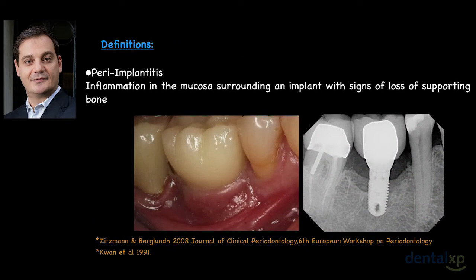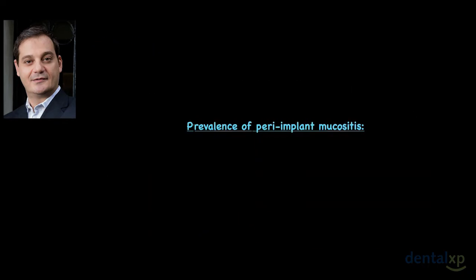When we look at the other case, where we call it peri-implantitis, there is signs of loss of supporting bone along with the inflammation that took place. You have an inflamed tissue, purulence, edema, suppuration, and you can see on the X-ray you have also bone loss. So these are the two different diseases that we are dealing with.